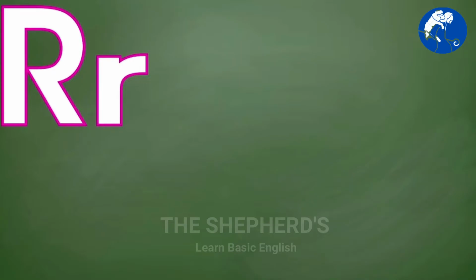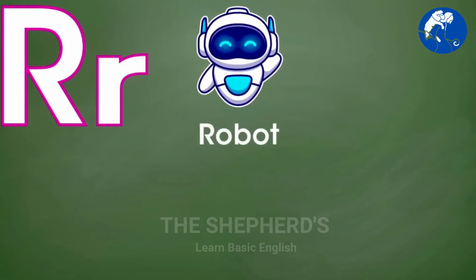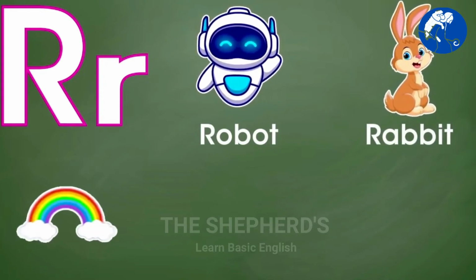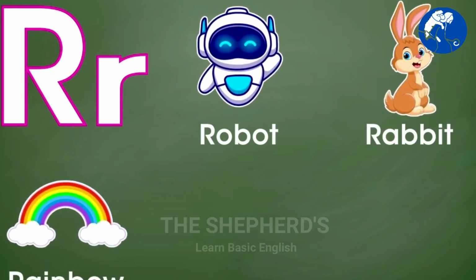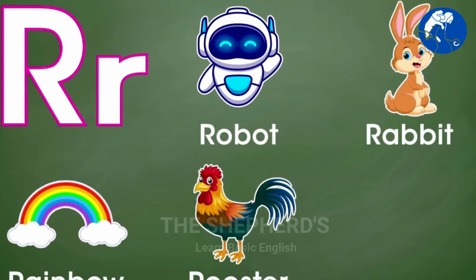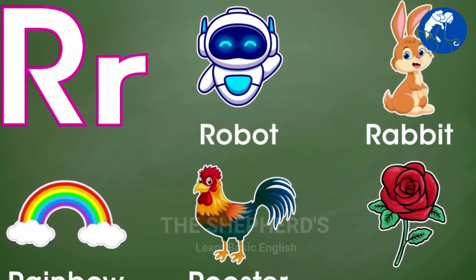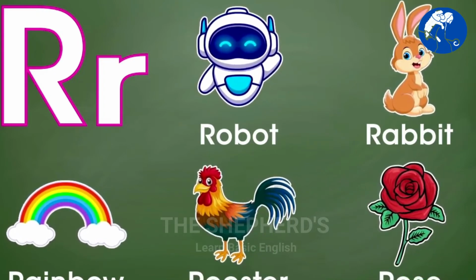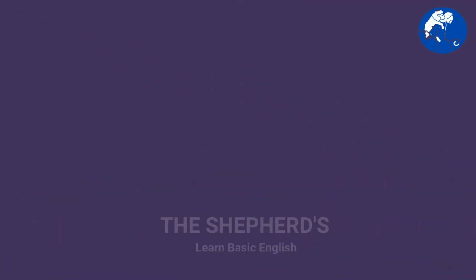R is for robot. Rabbit. Rainbow. Rooster. Rose. Okay, let's move on to the next letter.